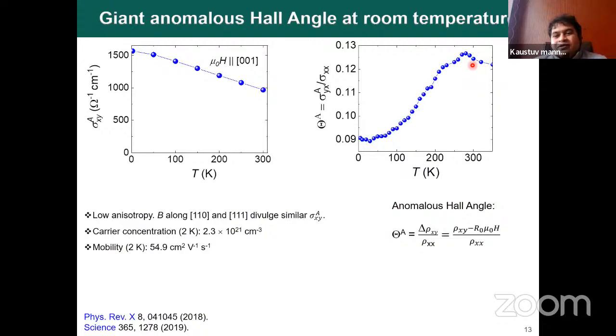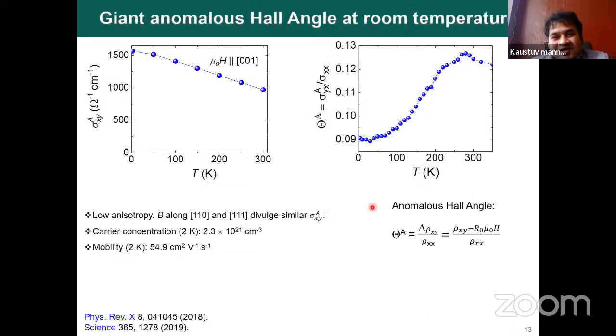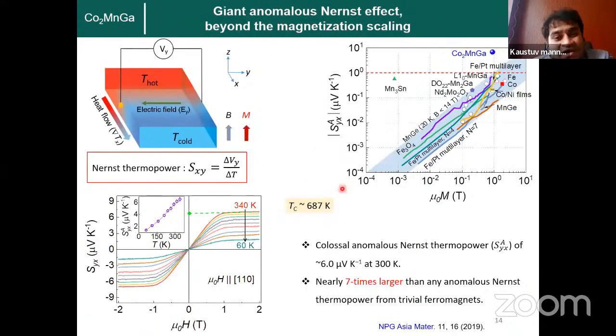Okay. Next is to detect the topological states that we have been talking about in this material, how it looks like, that we want to look into. But before that, that was the electrical transport, so we do thermal transport also. Thermal transport means we replace the current with a temperature gradient. We create a temperature gradient and we look into the voltage drop.